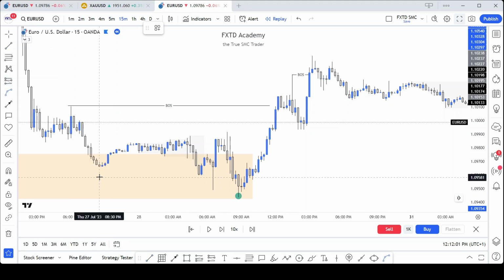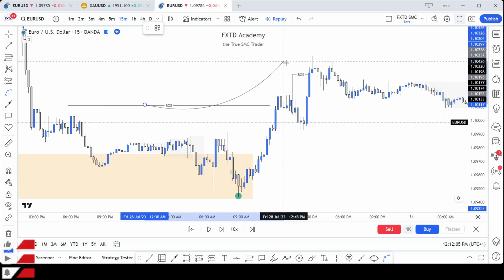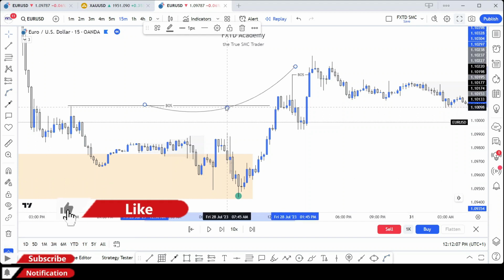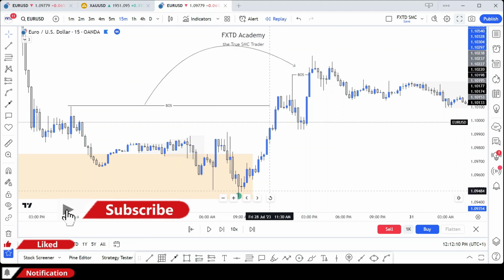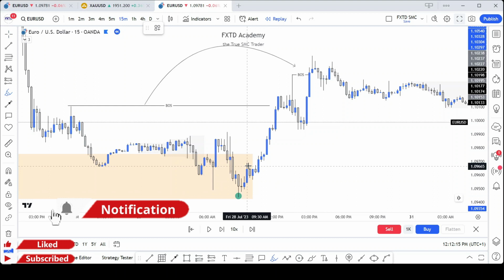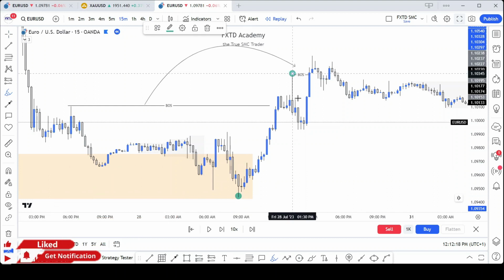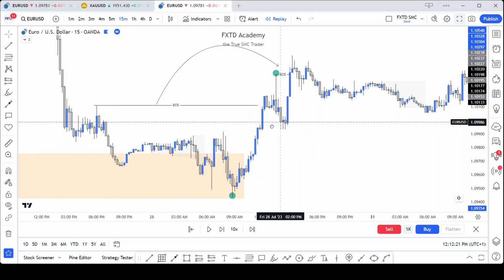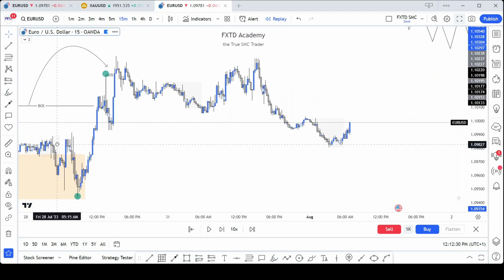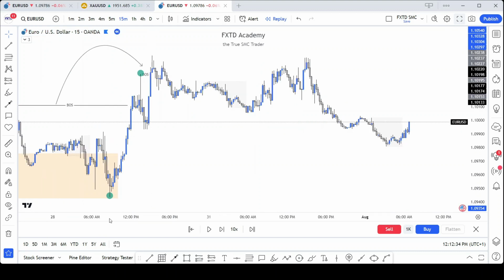So we have a transfer of break of structure. The break of structure has been transferred from here to here, meaning that we now have a new high, right? So we have this and we have this, but we don't have a confirmation yet whether price will continue or not. We now have a new zone and we now have a new low.